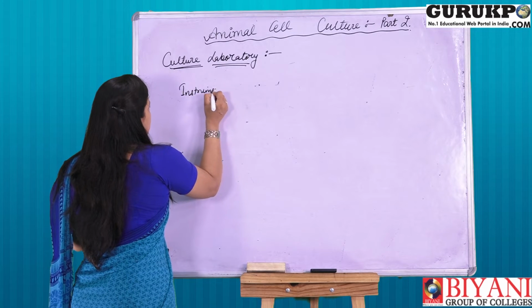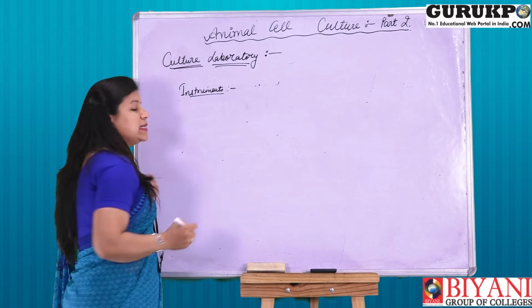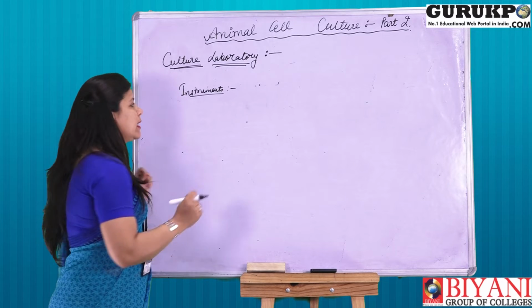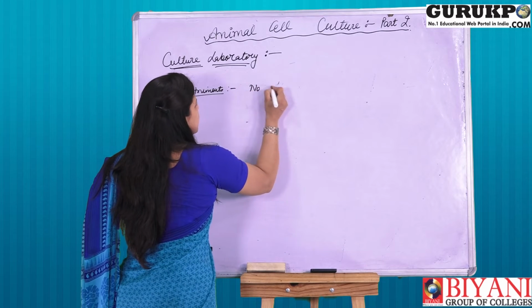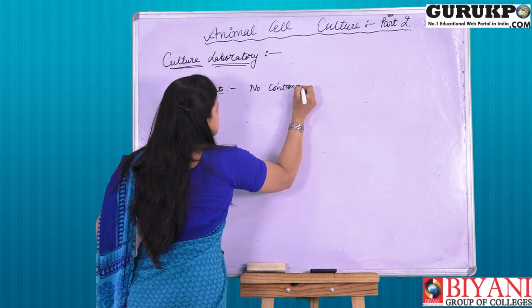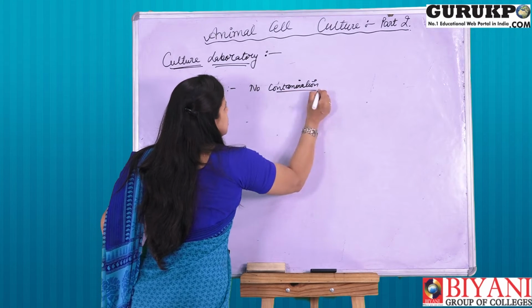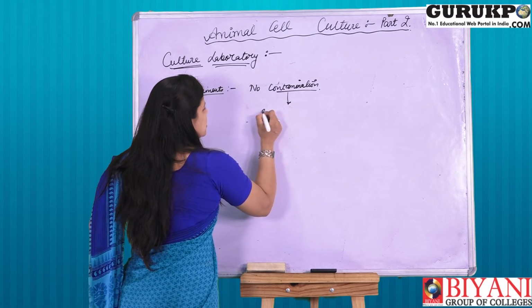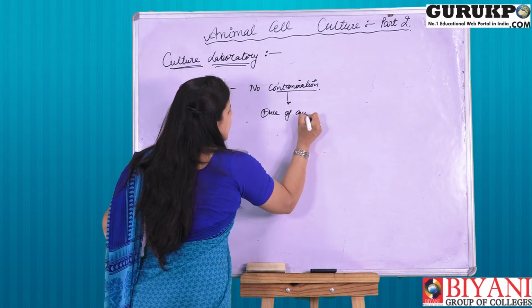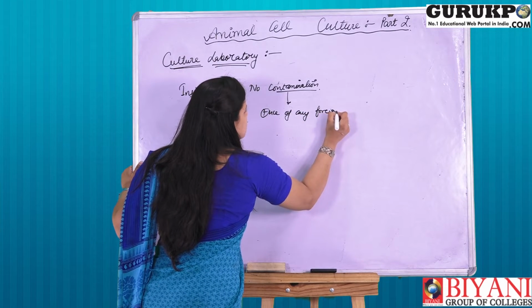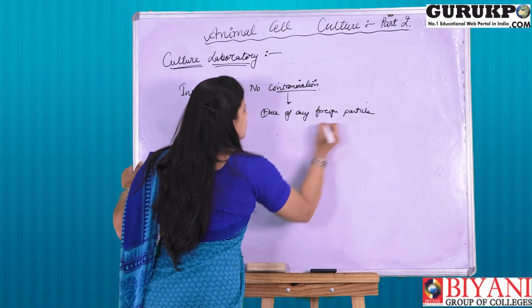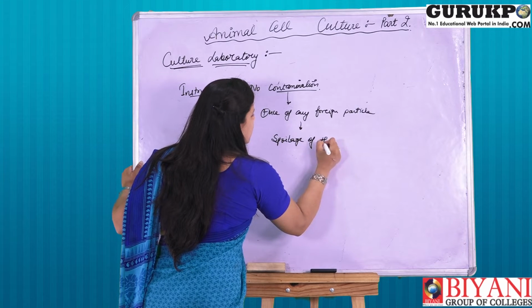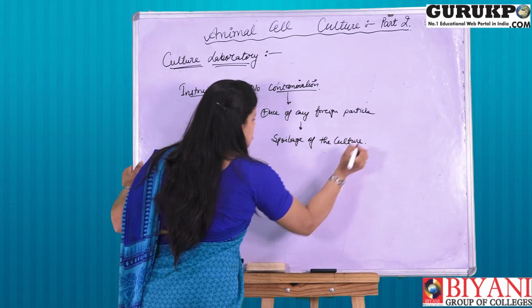Instruments, as I said, the primitive requisition for the development of an animal cell culture lab is that there should be no contamination. So now the question arises, what is contamination, right? Contamination is the presence of any foreign particle which is responsible for the spoilage of the culture being produced, right?